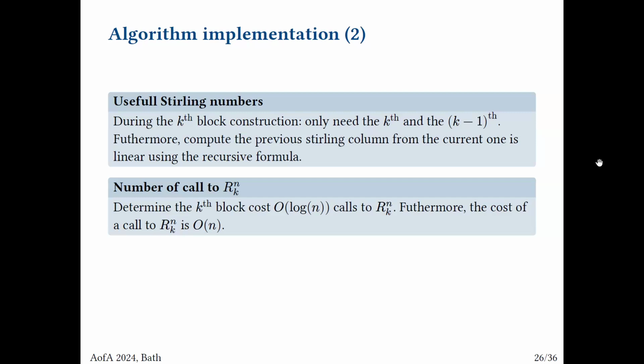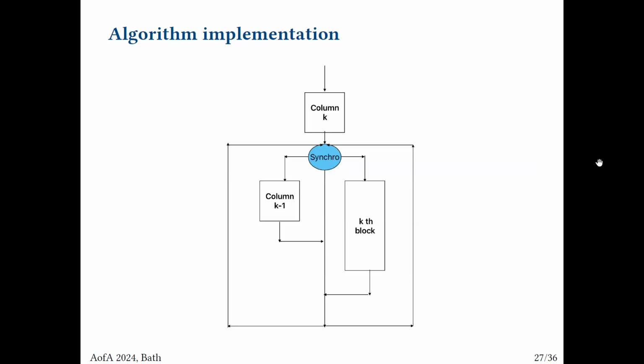So the computation of the column that we will need for the next block costs less than the main loop. So we use parallel computation to provide the Stirling numbers of the second kind. Here you have a representation of the algorithm. You have the main thread, which will be initialized by providing the Stirling column. Then the main thread will split in two threads. The first one will compute the k-1 column that we will need to unrank the later partitions. And the other thread will compute the current block.